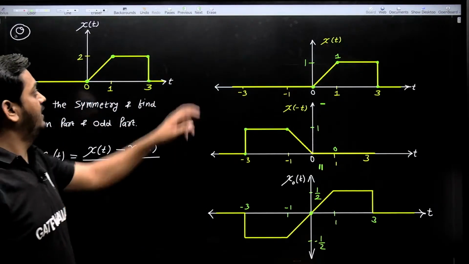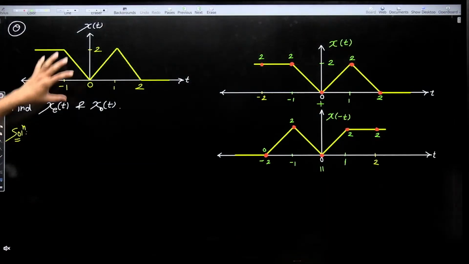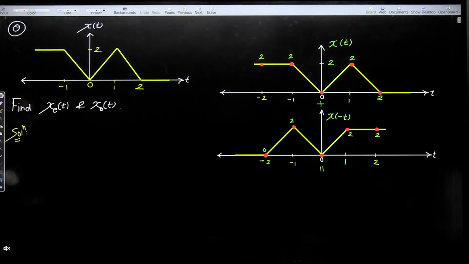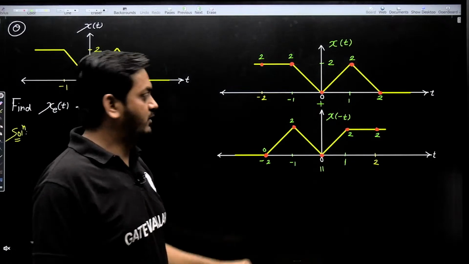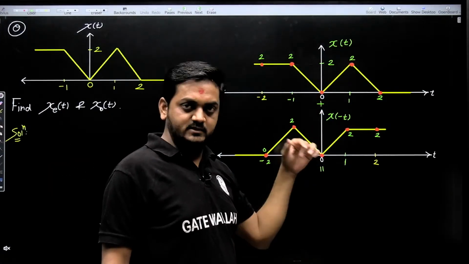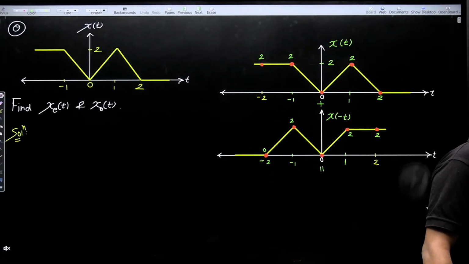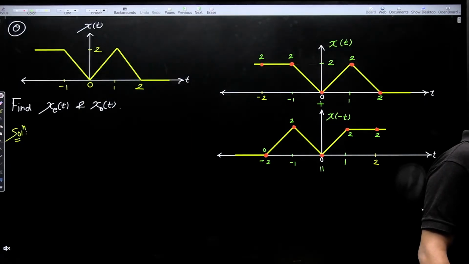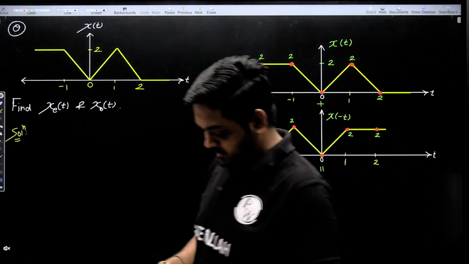Fine? Now try this question yourself. This is x of t. Again, this is also a neither signal. So find its even part and its odd part. First draw x of t, then draw x of minus t, then signal addition, and then signal subtraction for the odd part. Okay, try this question yourself and tell me which option should be the correct answer.